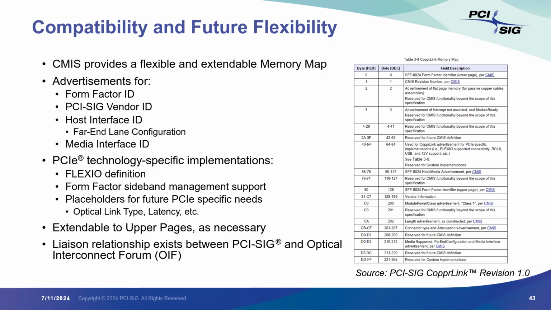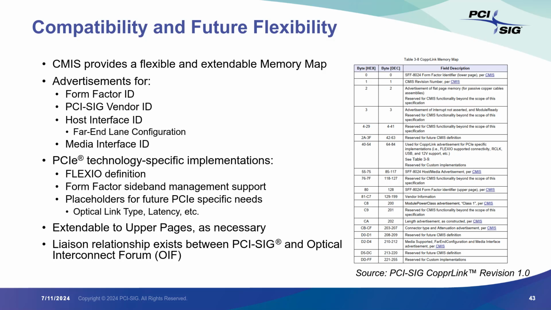Earlier cabling efforts in PCI-SIG had to create their own or adopt something that was introduced through another mechanism within SFF or another protocol group. Aligning with CMIS helps, I think, enable many of the advertisement features that a lot of platform developers today are used to. It enables, specifically for PCIe, the ability to advertise the form factor that you're using, provide your PCI-SIG vendor ID, communicate that you are a PCIe compliant cable and which version of the base spec you may be able to support. It allows you to advertise the far end configuration of the cable.